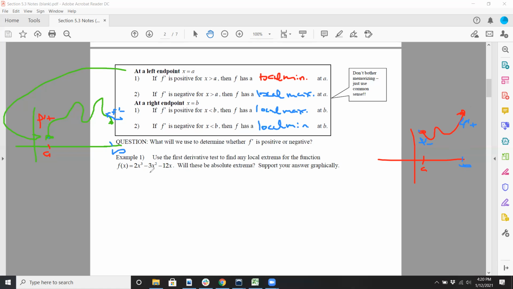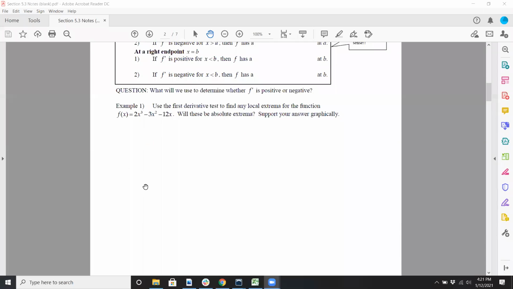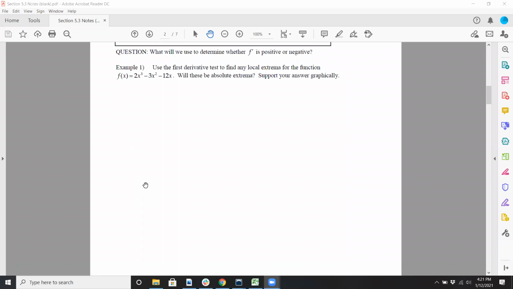Use the first order test to find any local extrema for the function. Will these be absolute extrema? Support your answer graphically. Okay, and let's do an accurate graph of this too. I think we're ready to do this without a calculator, and that's what we're going to spend a lot of time on Thursday, or the next time we meet. So use the first order test to find any local extrema for the function that you see right here.